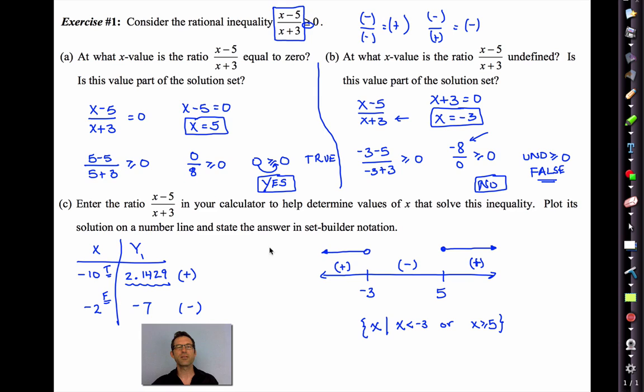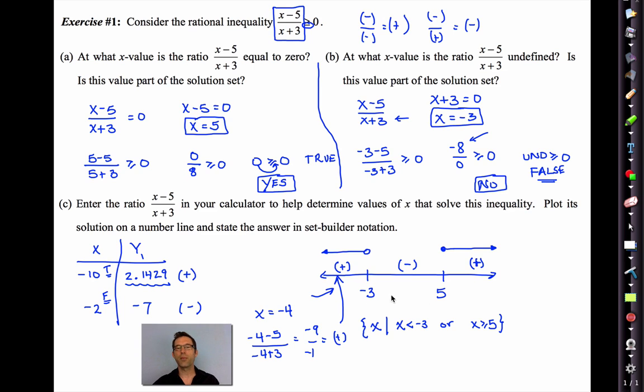So let's say you picked a number like x equals -4, and you substituted it into this expression. You'd get negative 4 minus 5 divided by negative 4 plus 3, and that would get me negative 9 divided by negative 1. The point really isn't negative 9 divided by negative 1, it's a negative divided by a negative, and that gives you a positive.